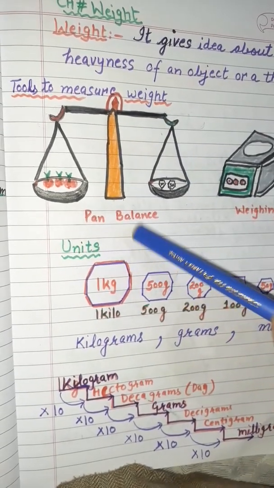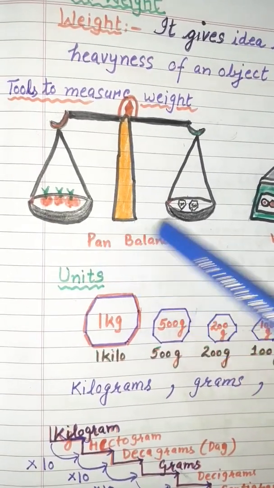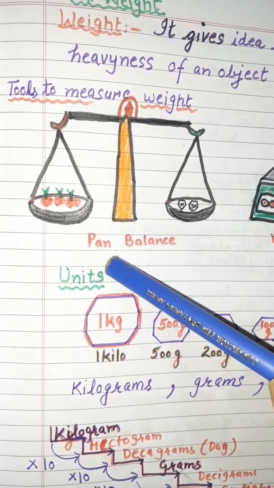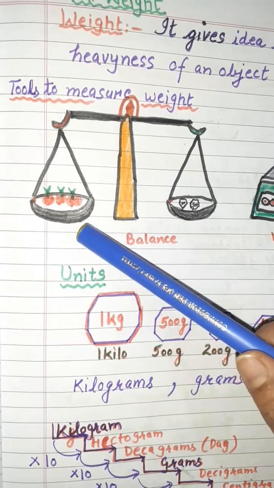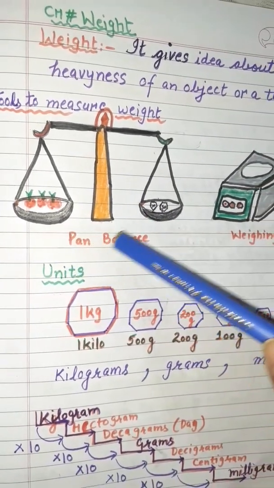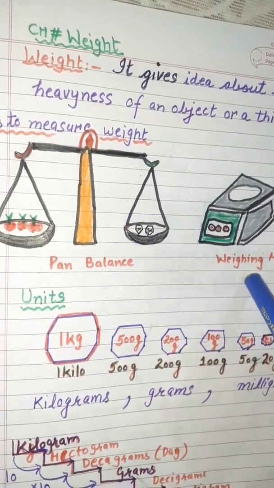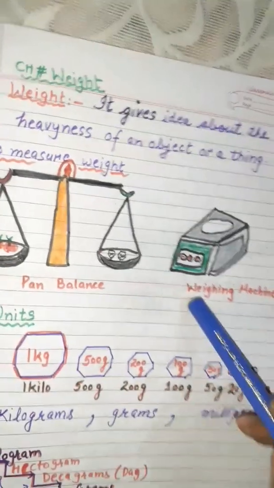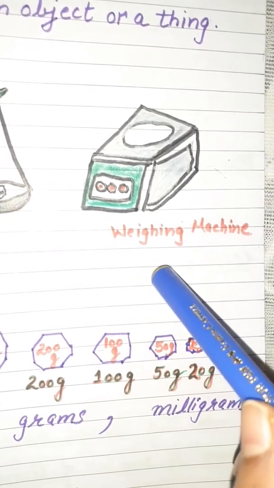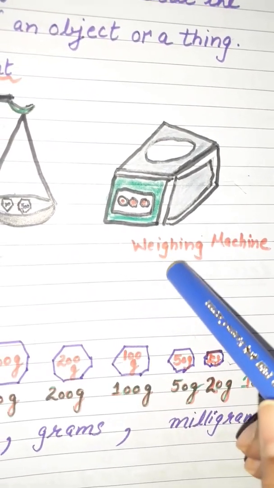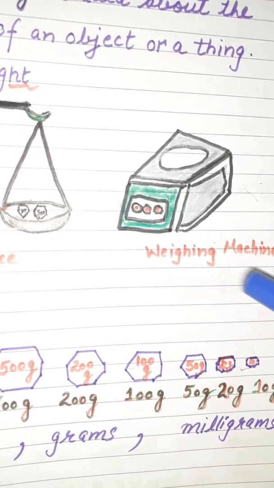So here is the first one. We have the pan balance. All of you might have seen this pan balance there in the market. Okay, so a fruit seller or a vegetable seller uses this pan balance to measure the weight of different fruits and vegetables. Now here is your weighing machine. This weighing machine is used to measure the weight of items like sweets. We buy sweets in the market. So the weighing machine is used to measure the weight of all these things.